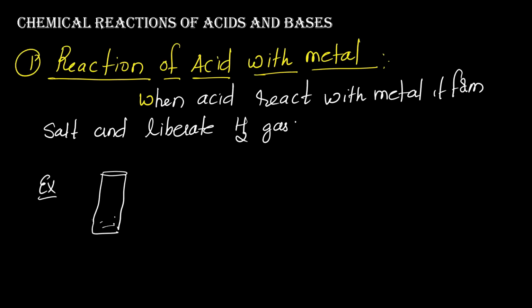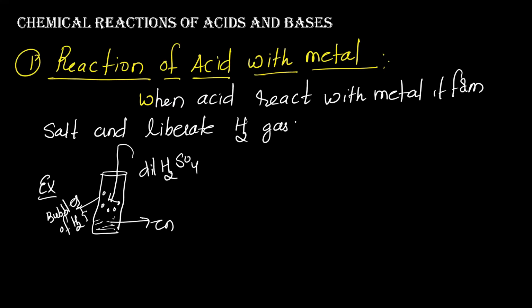In this test tube I have taken zinc metal. Then I am adding dilute sulfuric acid, dilute H2SO4. What will happen? Zinc is a metal, it reacts with the dilute sulfuric acid, then it will liberate hydrogen gas. So here we can see the bubbles of hydrogen gas in the test tube.